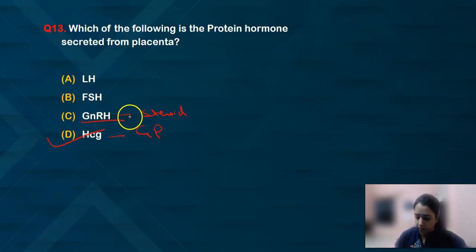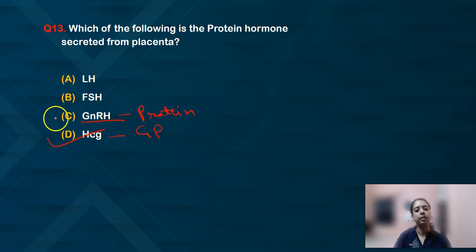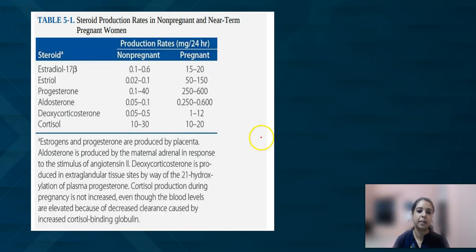So GnRH is not a steroid hormone. It is also a protein hormone, but whether it is being secreted or not, that is not very sure. HCG is the one which is surely and exclusively being secreted from the placenta. Let's discuss the hormones secreted by placenta.